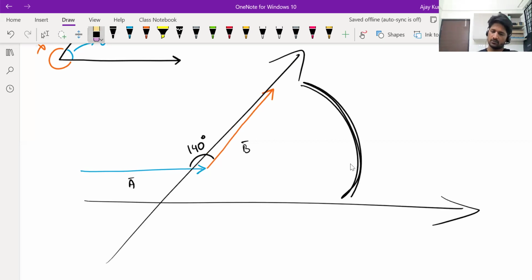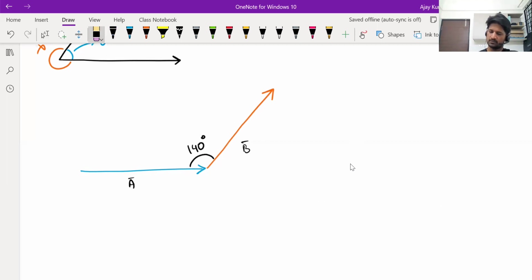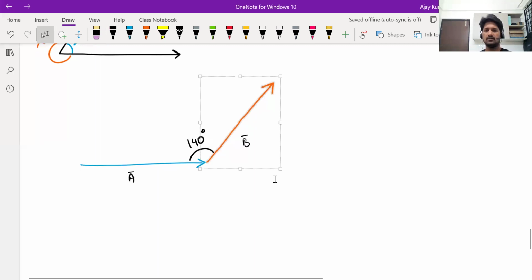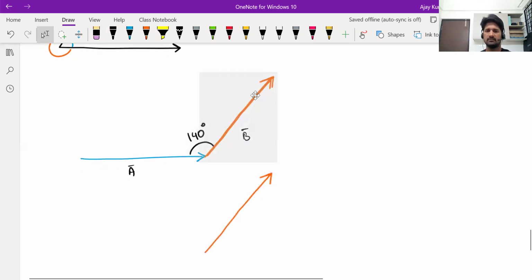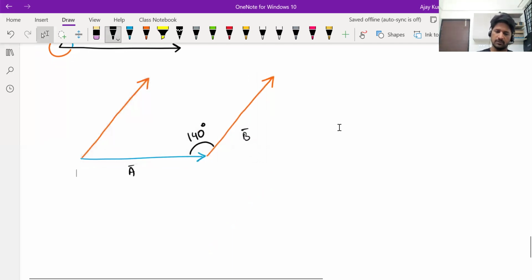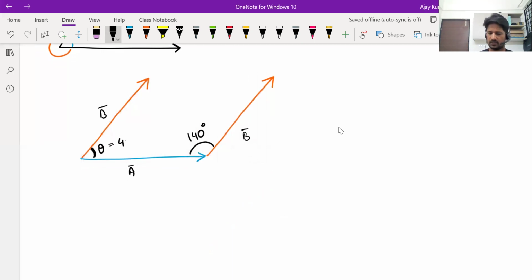Okay. So to properly visualize the angle between two vectors, put their tails together. So I'll take vector B as it is and slide it. If you slide without changing orientation, the vector remains the same. So this is also B vector itself. Now A and B's tails are together. This angle that you see between them is what you should call the angle between them. And if that is 140, this will become 40 degrees.